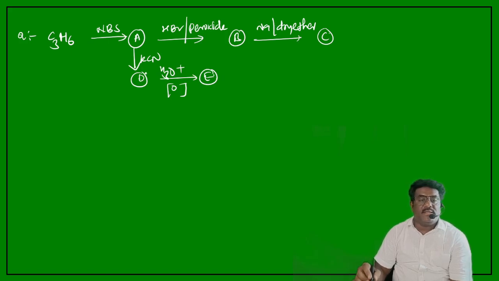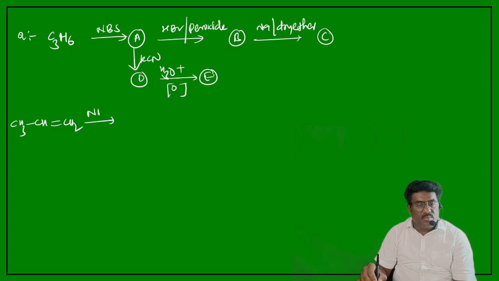First of all, I am writing C3H6. What is the name of the product? C3H6 is an alkene system, which means CH3-CH=CH2. It is propene. Propene in presence of N-bromosuccinimide in presence of carbon tetrachloride gives allylic bromination, which means it gives CH2Br-CH=CH2.